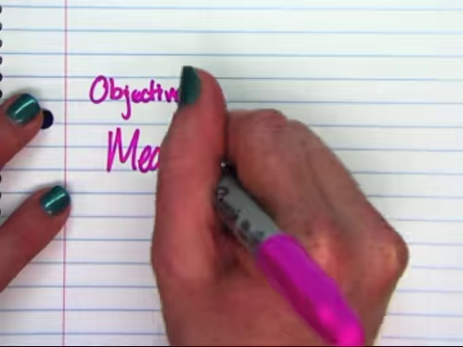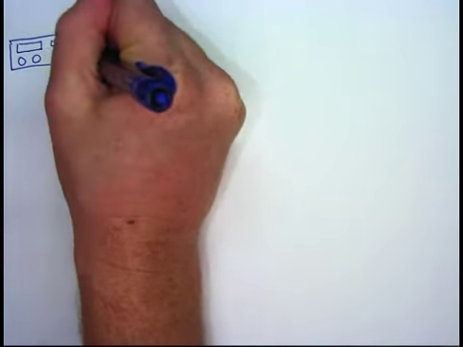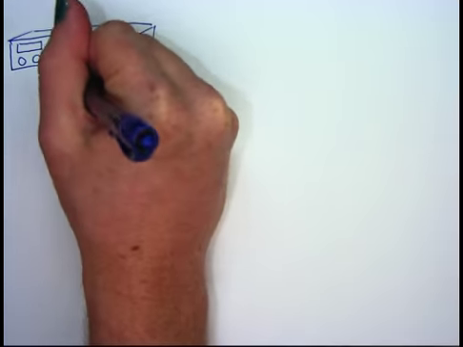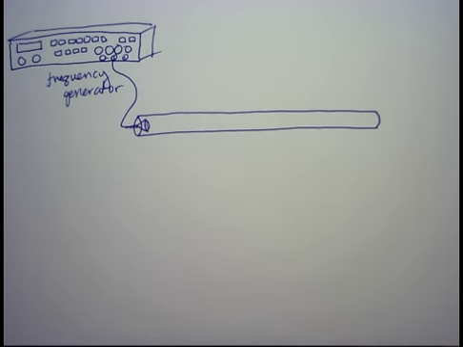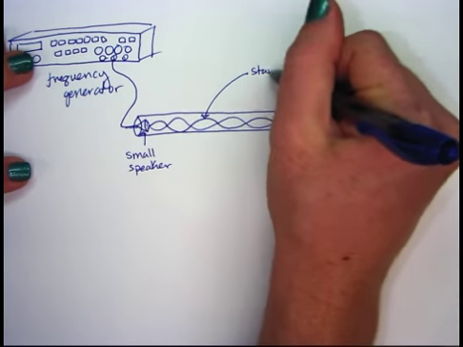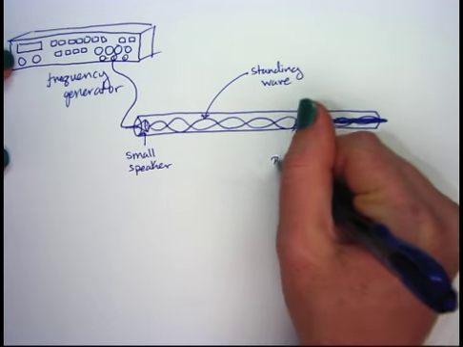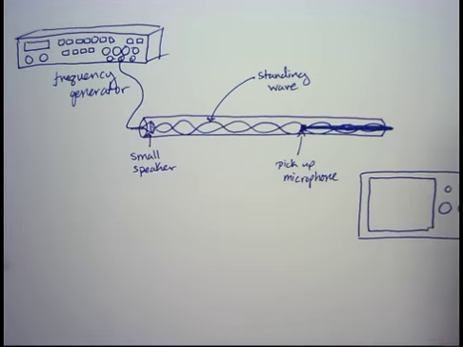The objective of this lab is to measure the speed of sound. You're going to do this by sending a sound wave via frequency generator into a resonance tube that will trap that wave and create a standing wave. You are then going to have a pickup microphone that you will move along the resonance tube to help show how the standing wave changes as the position of the mic changes.